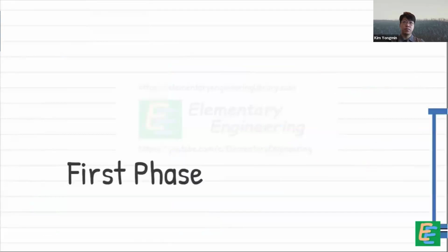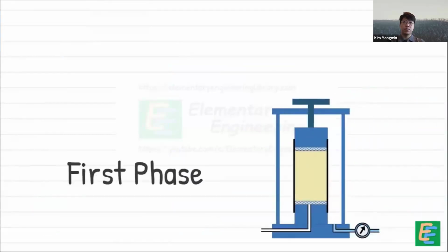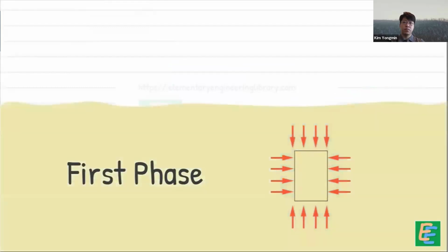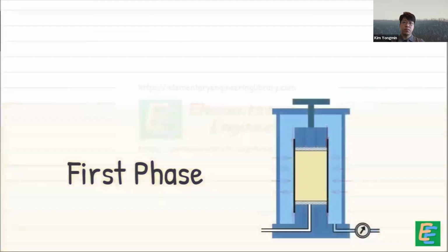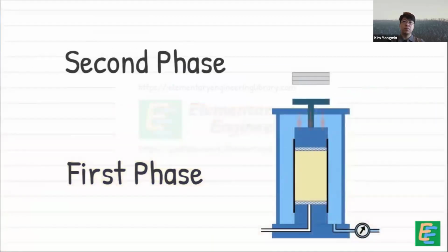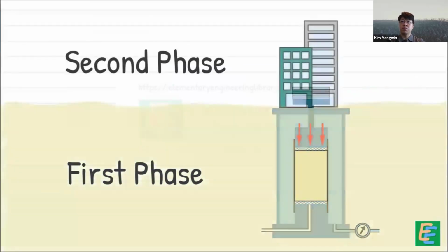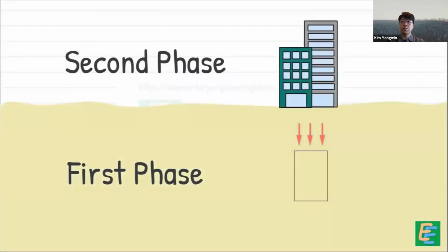The first phase of this test, where the sample is subjected to confining pressure from all around, simulates the soil element's environment in the natural soil deposits. The second phase, where we apply an axial top load to the sample, simulates the condition where such a soil element is subjected to additional load, ultimately causing the soil to fail.